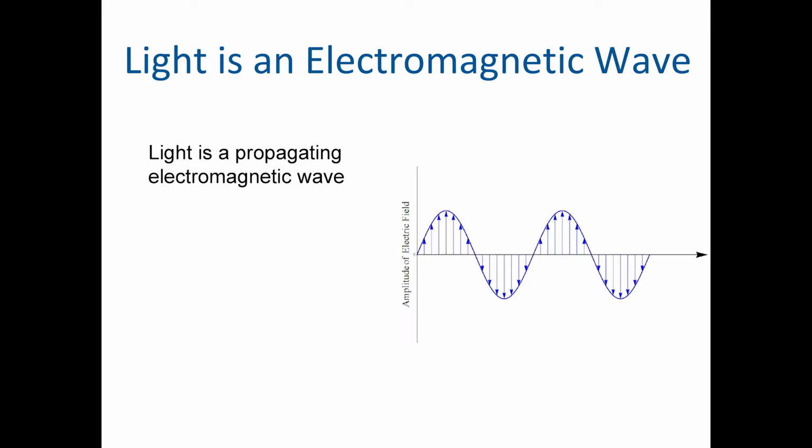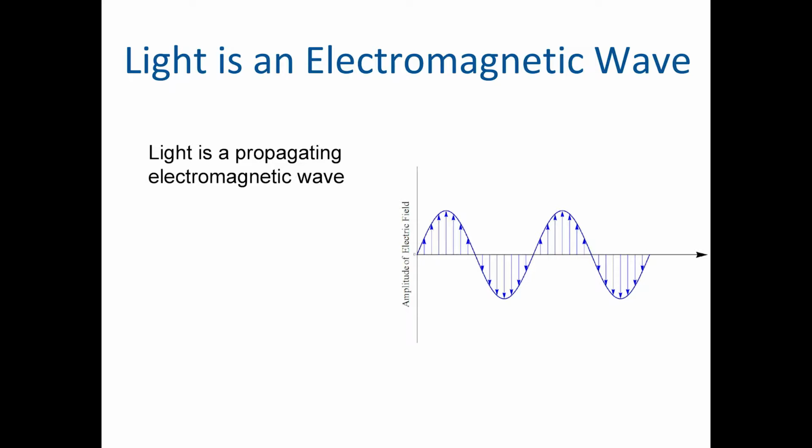So before we can talk to you about what polarization is, we need to talk a little bit about what light is. And light is a propagating electromagnetic wave. So as it moves on the screen from left to right, you can see there's this little vector going up, and then it goes down for a bit, and then it goes up.